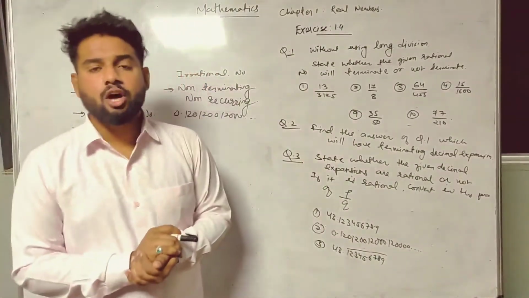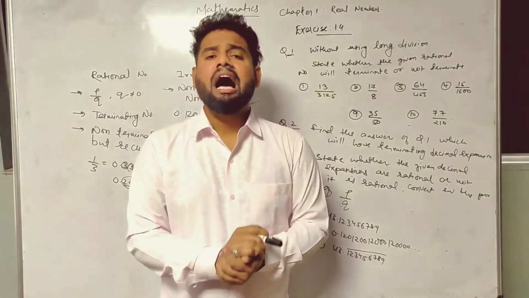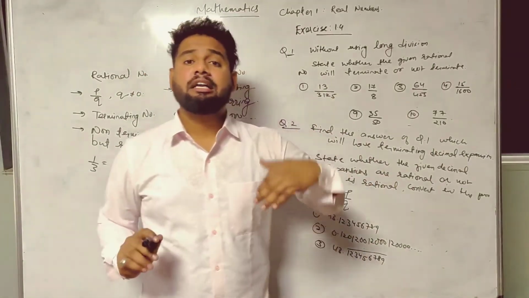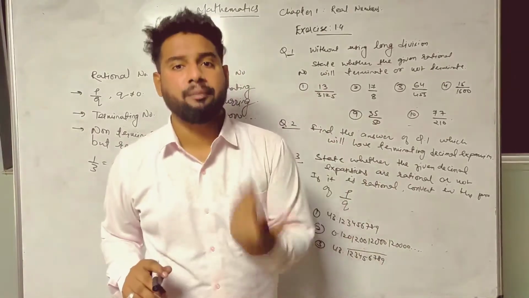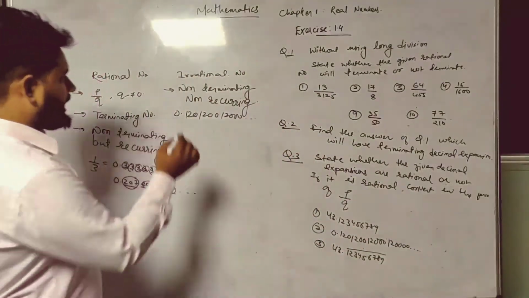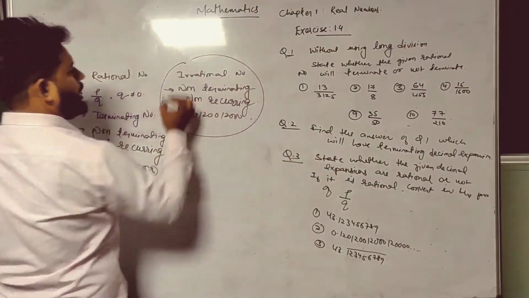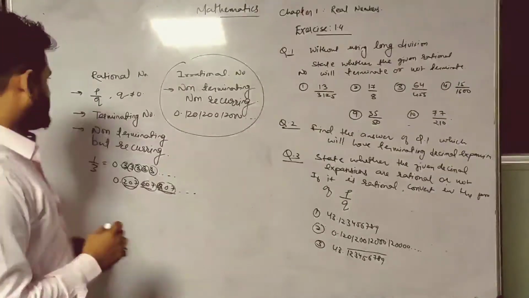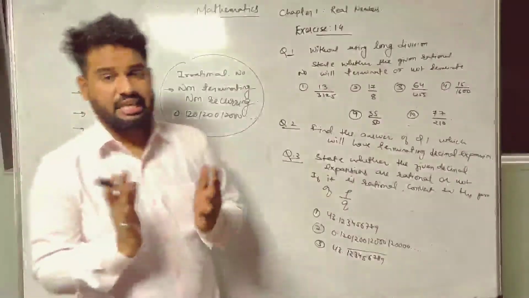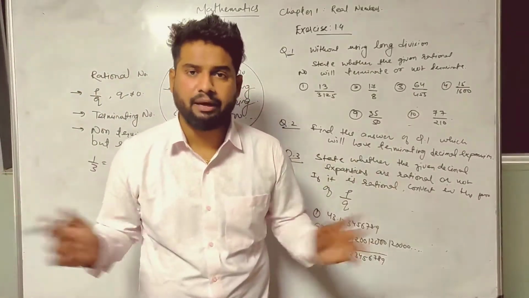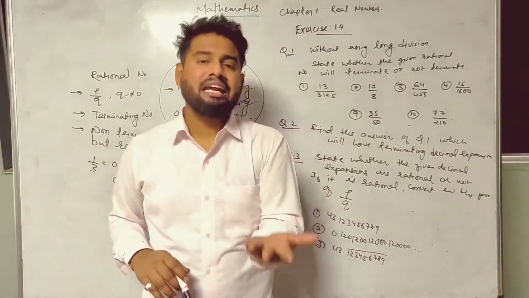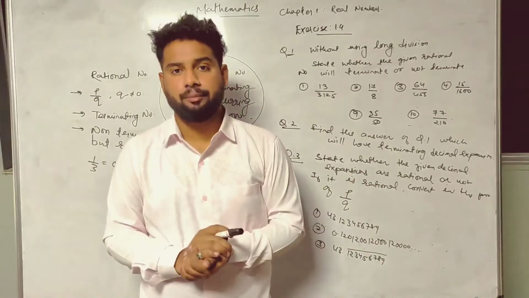Now the next topic: how will you get to know that a particular number has a terminating decimal or non-terminating decimal? First of all, the irrational numbers are a special category, non-terminating and non-recurring. But if a number is a rational number, it can be written in the form P by Q. But how will you tell whether that P by Q number is terminating or non-terminating?